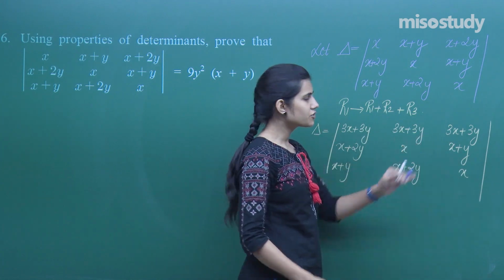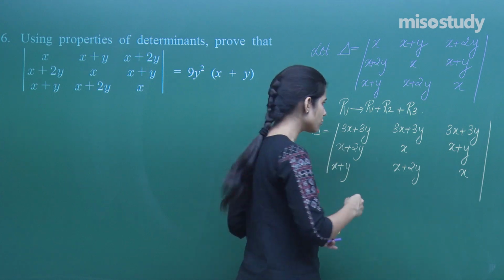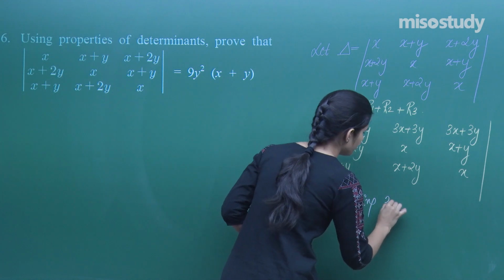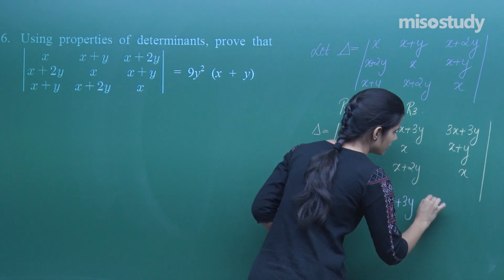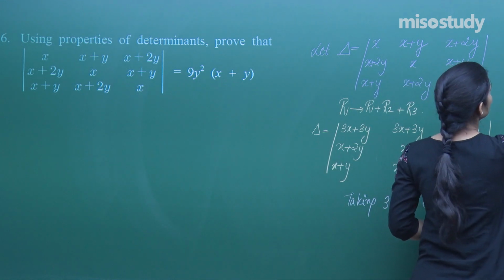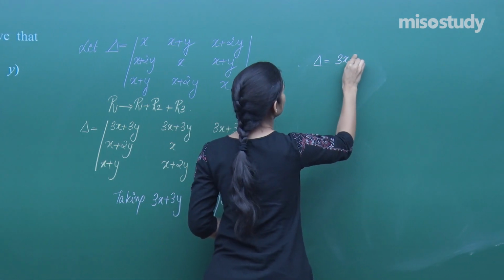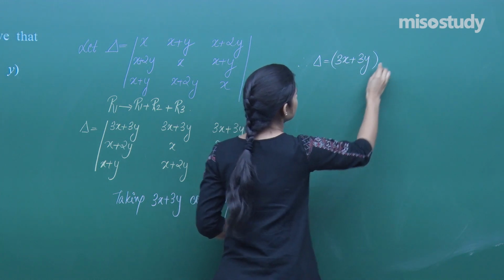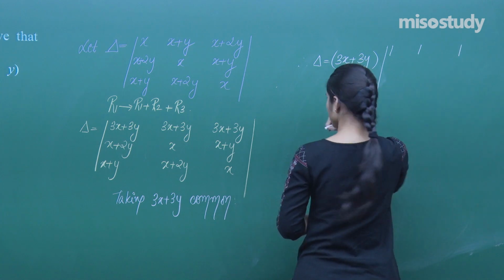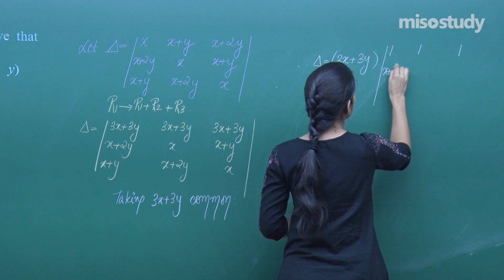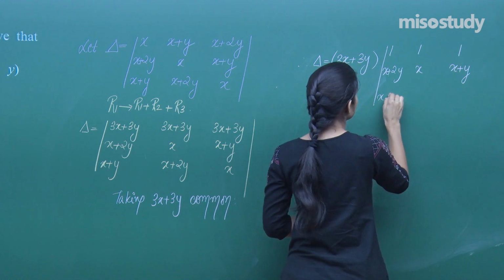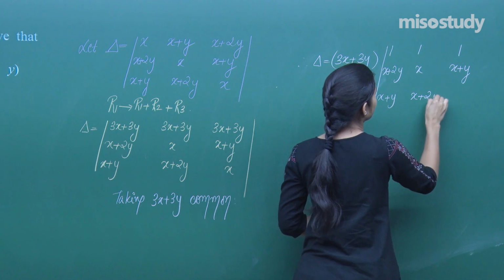Clearly you can see in the first row all the three elements are same, so I will be taking out that common, taking 3x plus 3y common from the first row. You get del is equal to 3x plus 3y times the determinant 1, 1, 1; x plus 2y, x plus y, x plus y; x plus 2y, x.